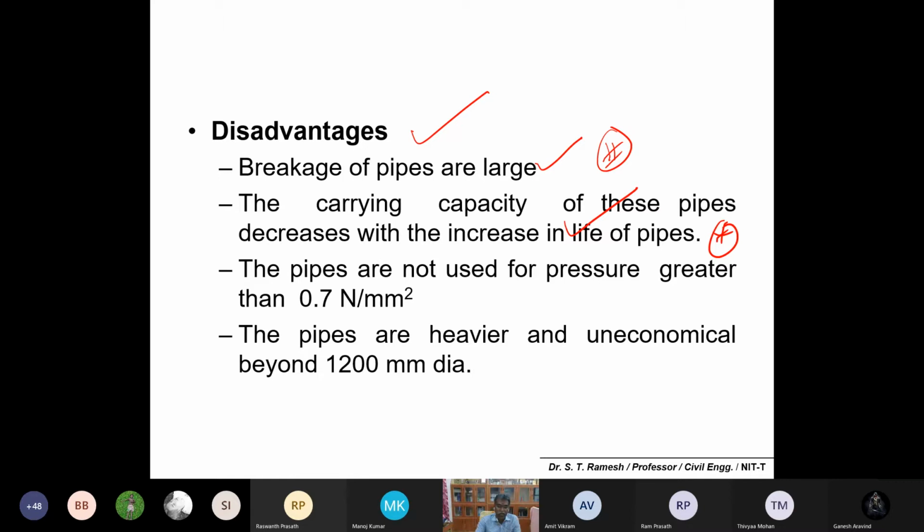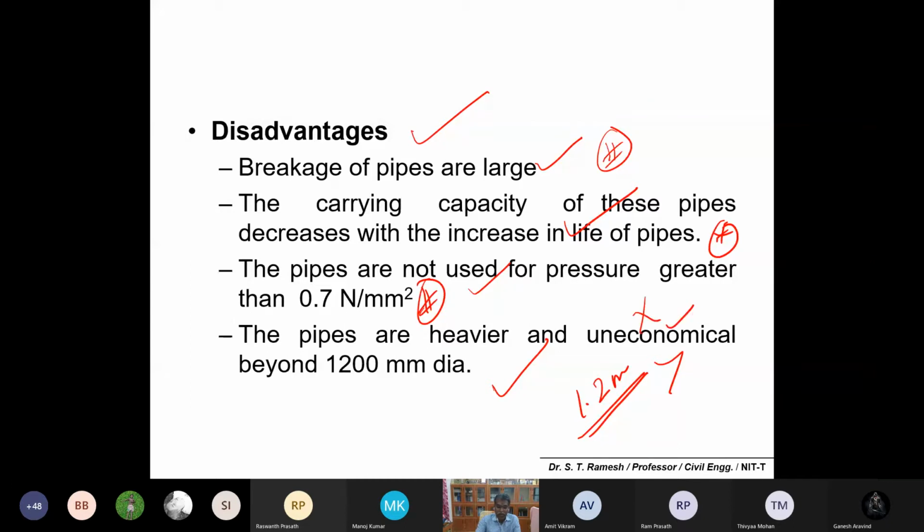The carrying capacity of these pipes decreases with the increase of lifetime of the pipes. These pipes cannot be used where the pressure is more than 0.7 Newton per mm square. And if you go to a maximum of 1.2 meter diameter, beyond that the pipes are uneconomical. Please make a note on this.